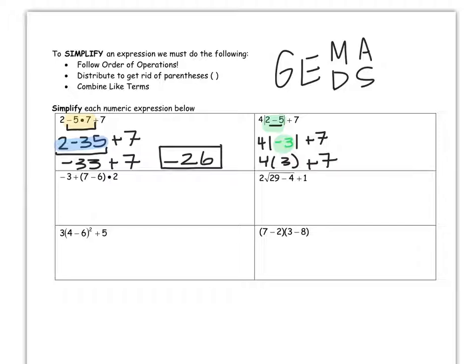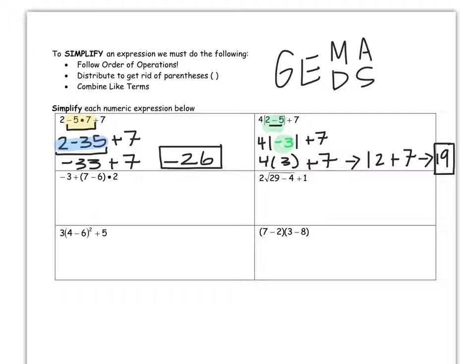Alright, so now we're going to look through our problem again. We've done grouping symbols. There are no exponents. So now we'll look for multiplication or division. And I see multiplication right here. So I'm going to do 4 times 3. That gives me, I'm going to put a little arrow to continue my work, 12 plus 7. And then I know that 12 plus 7 is 19. So that is my final answer.